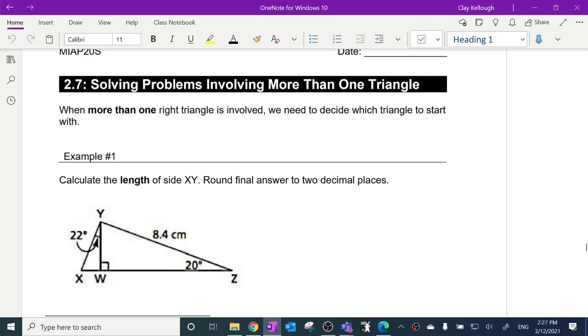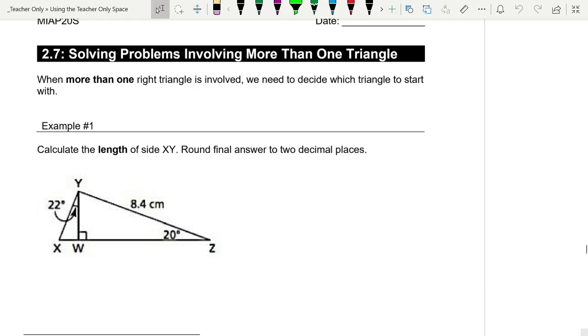Okay, we are recording. So, let's tackle chapter 2.7. Double triangle problems. When more than one right triangle is involved, we need to decide which triangle to start with.